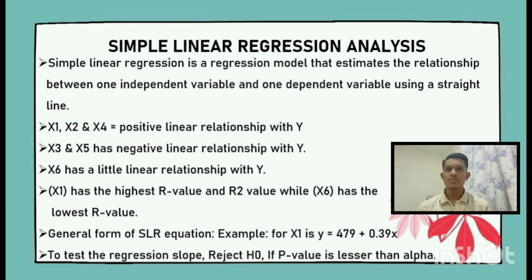is accepted. About the coefficient of determination, x1 has the highest R value and R square value compared to the other variables. If R is equal to 0.757, then R square is equal to 0.572. It means that 57.2% of y is explained by x1. Thank you.